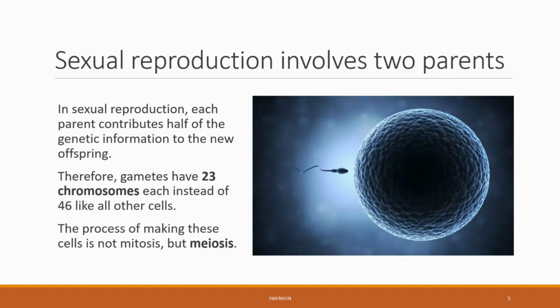Because these gametes only have 23 chromosomes total, they must go through a different process of creation than mitosis, which would have created cells with full sets of chromosomes.